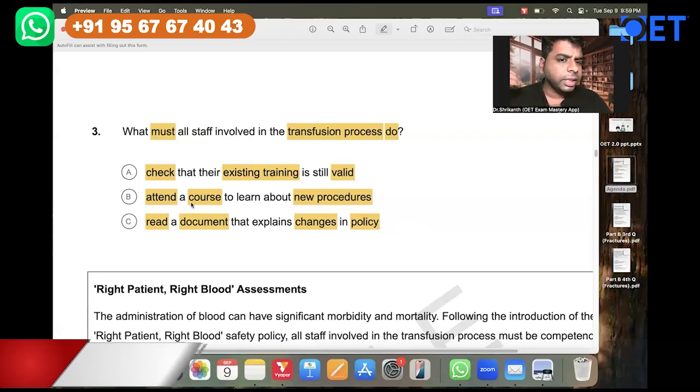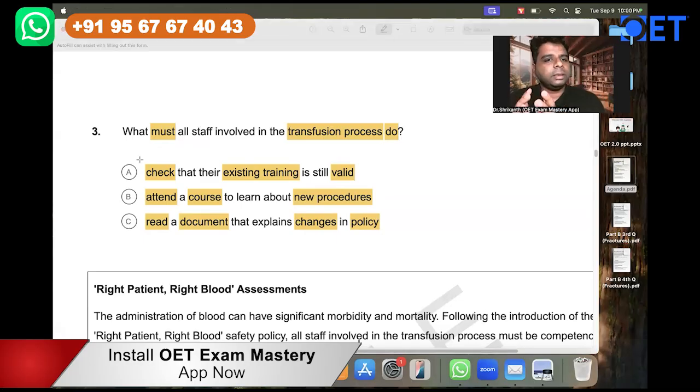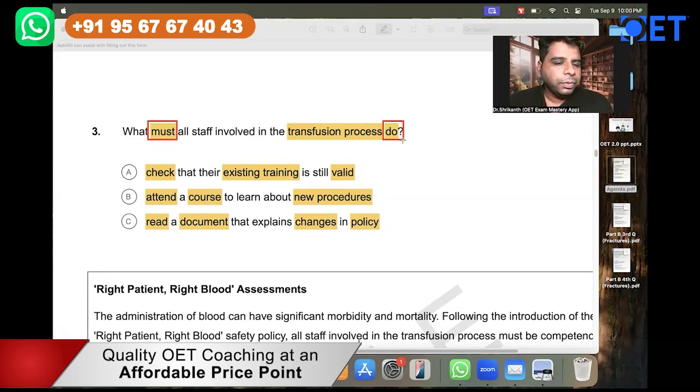So we have done the keyword analysis. Now let's identify the stem of the question, and also let's do the verb analysis. Here, what must all the medical staff doing the transfusion process do? So what is the verb over here? The verb over here, verb means action. Action words.